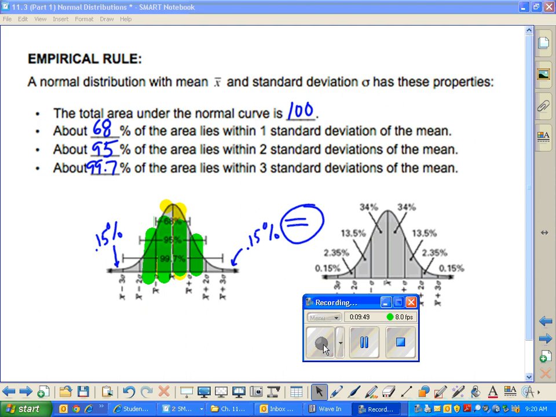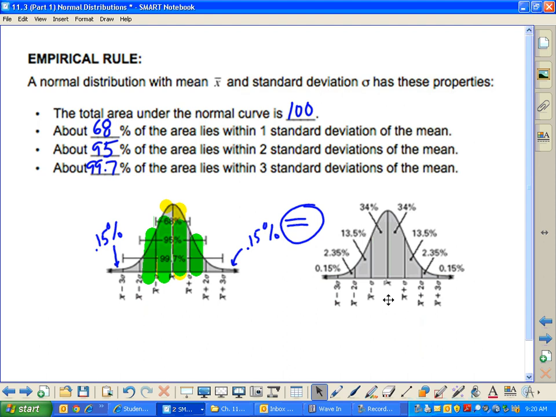Throw the question out to you folks. Why are these 2 graphs the same? Good, Bree.